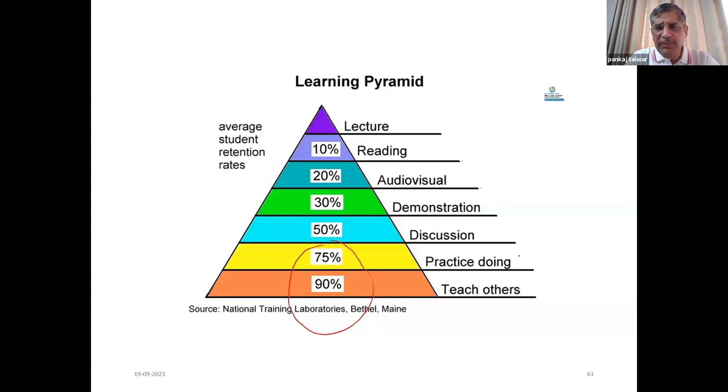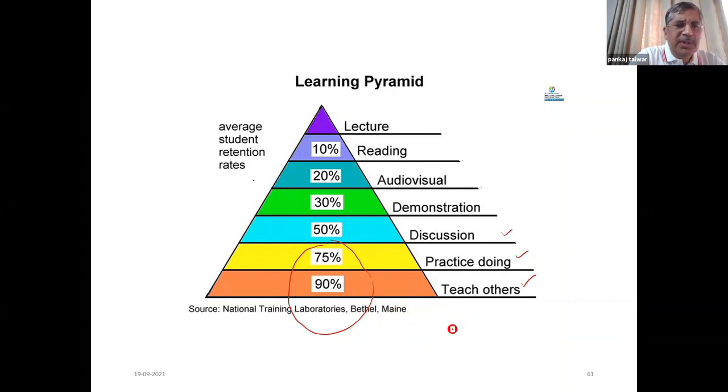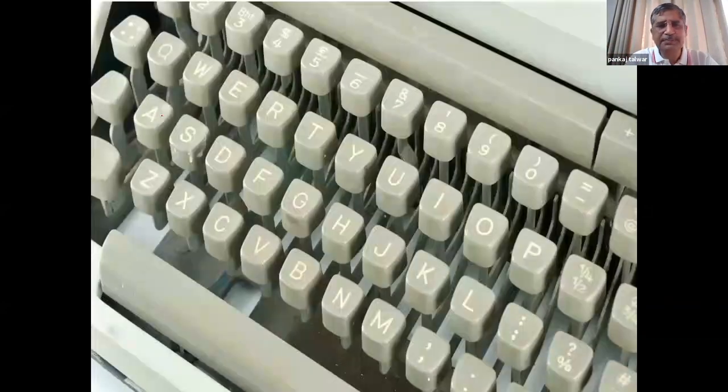So we should practice what we are learning. We are discussing today, and then we'll be teaching others. That's the way we can get the maximum information from what we are going to learn today. This is about an average student. This is somebody like me. I always say that, but somebody who's brilliant can always do it better.